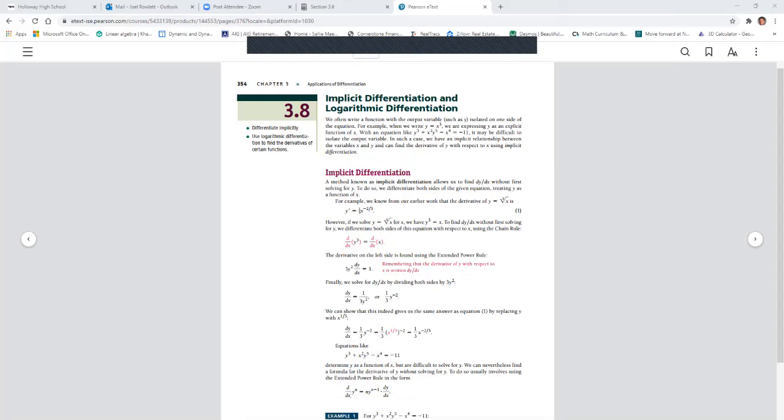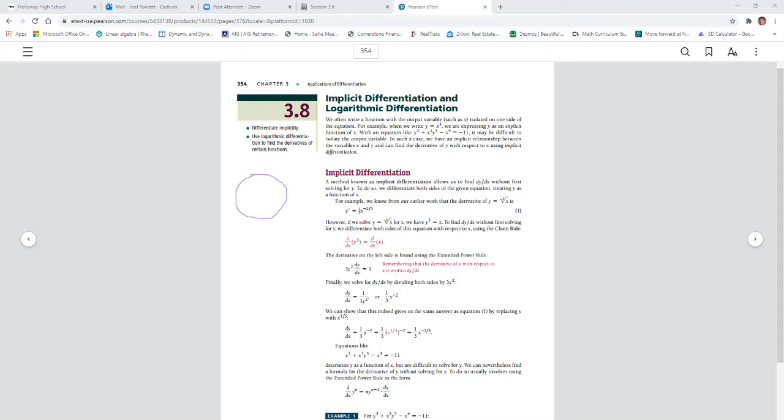For example, suppose we have a circle. A circle is not a function because a circle fails the vertical line test, right? Remember, in order to be a function, if you drop a vertical line across a function, it can only touch the function at most one time. But with a circle, the vertical line actually hits it twice.